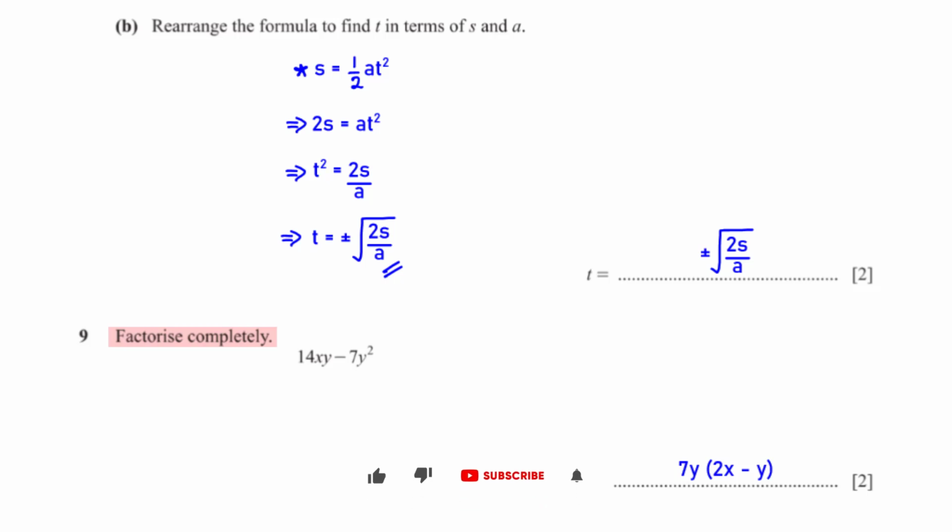Factorize completely. 14xy minus 7y squared. The terms have a common factor of 7y. When we factor out 7y, we are left with 2x minus y.